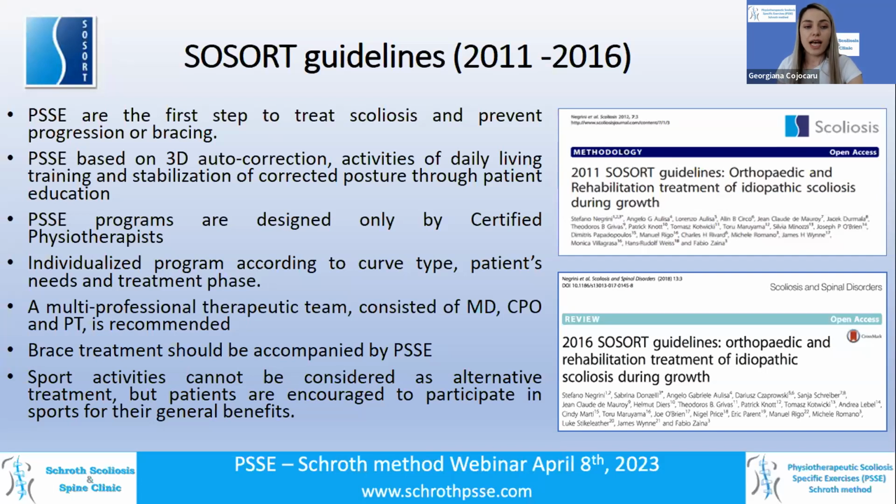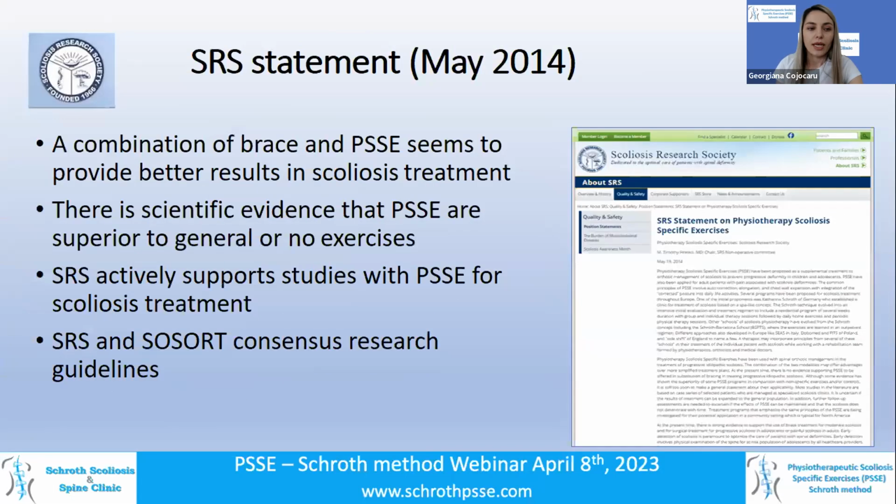To achieve the best results, it is recommended to have a multi-professional therapeutic team made of doctor, orthotist, and physical therapist. Brace treatment should be accompanied by PSSE, and patients are encouraged to participate in sport for its general benefits, but sport activities cannot be considered an alternative treatment. Now, let's take a look at what international scientific societies think about scoliosis-specific exercises.